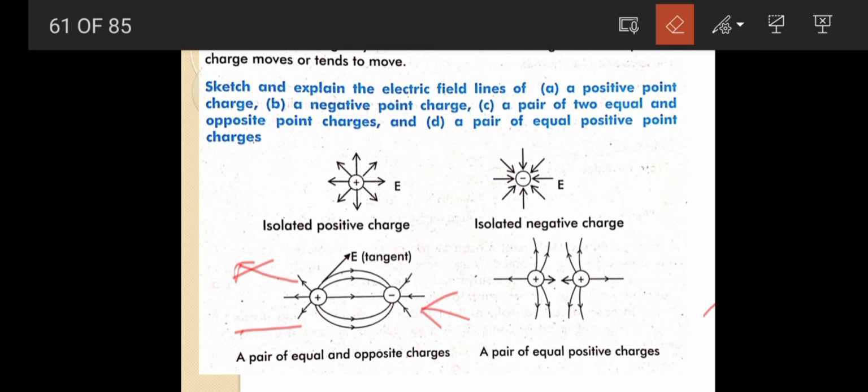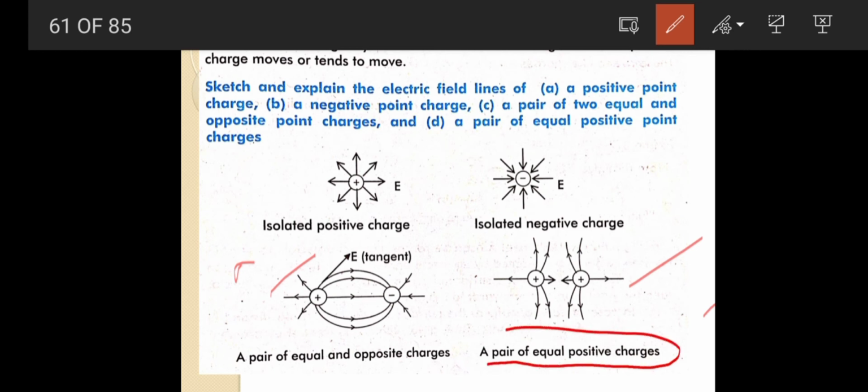So this field line diagram is for a pair of equal and opposite charges, and this is the electric field line representation for a pair of equal positive charges. When we have two positive charges one beside the other, the representation of field lines looks like this. So this is how we use electric field lines to represent the electric field of two positive charges kept one beside the other.